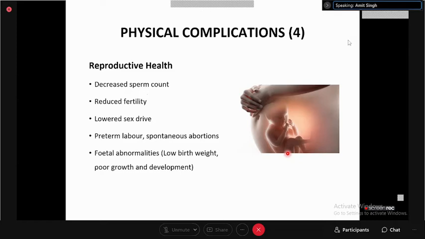Also, there are effects of cannabis on reproductive health. It leads to a decreased sperm count and reduces fertility. Often, it lowers sex drive. Quite commonly, people would come and report that they have better sex after consuming cannabis. That is because of the loss of inhibition. But with prolonged use, there may be loss of sexual drive. Also, there may be associated preterm labor, spontaneous abortions, and fetal abnormalities.